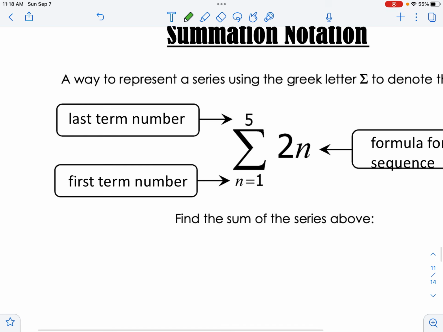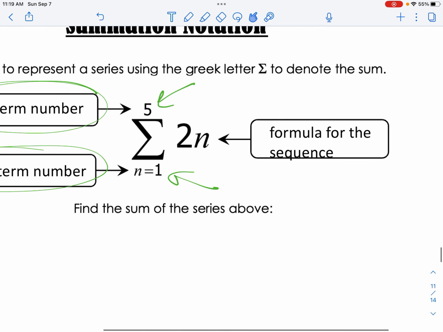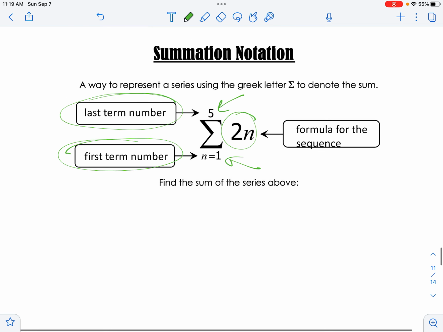So what you'll see is on the top of the sigma will be the last term, right here. In this case, that's 5. The first term number will be at the bottom. Okay, that'll be, in this case, 1. And then it'll say n or x or whatever. In this case, it's x. And then the formula will be written right here. This is the formula to find the sequence. And then the summation, the sigma, means add that sequence together.